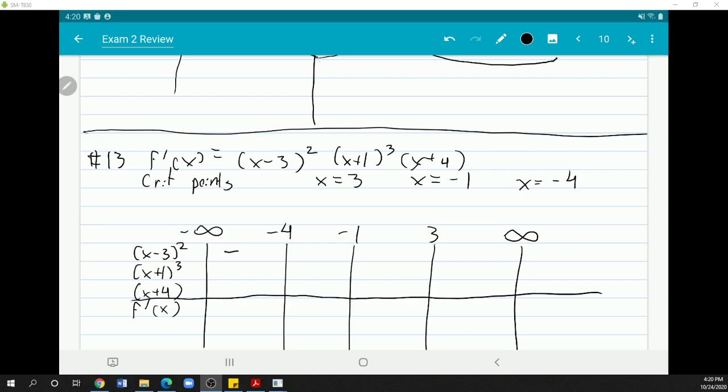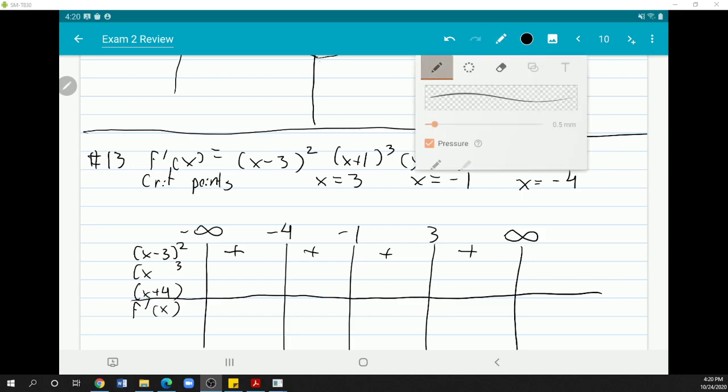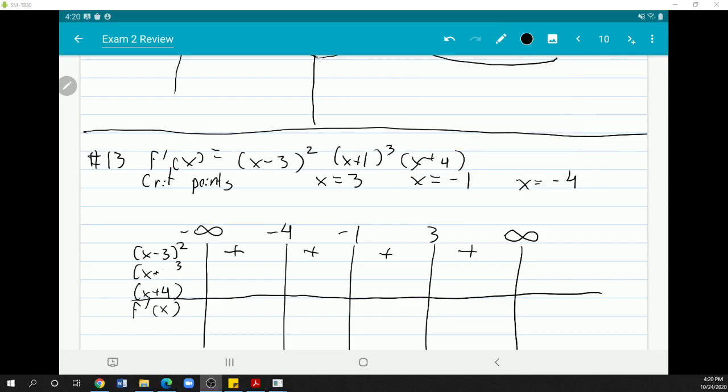So (x minus 3) squared, because it's squared, is always positive. Right? Square a number and it's positive. That's just a true fact. This plus 1 looks like a weird 4. Let me fix that. x plus 1, all cubed.